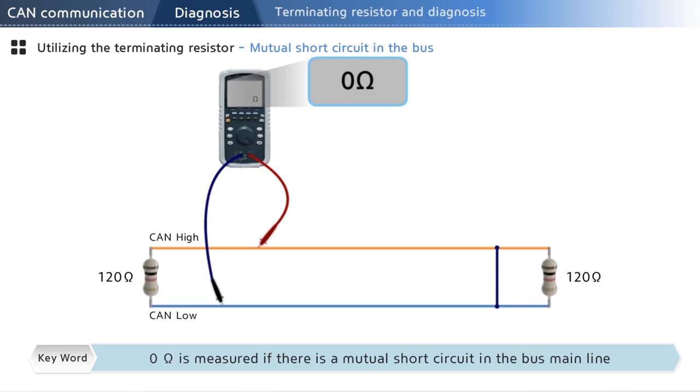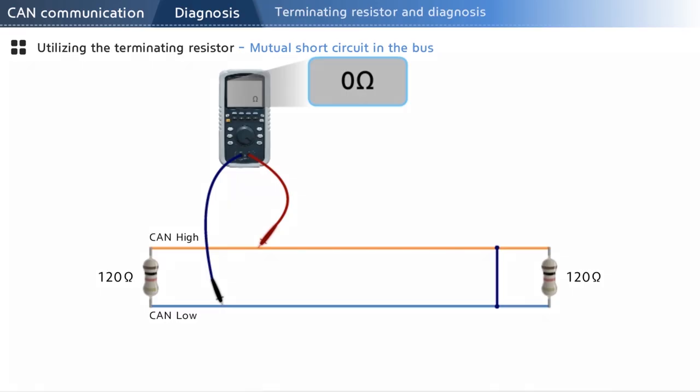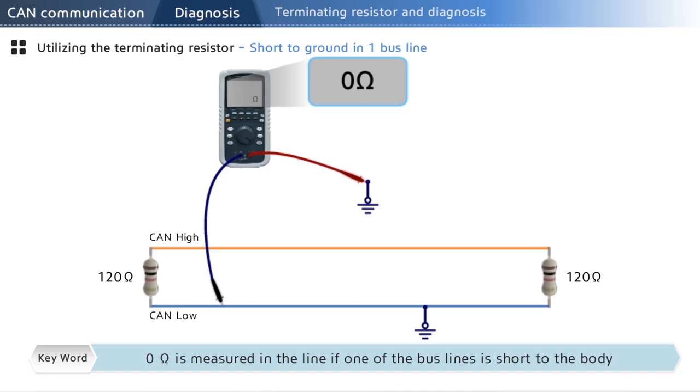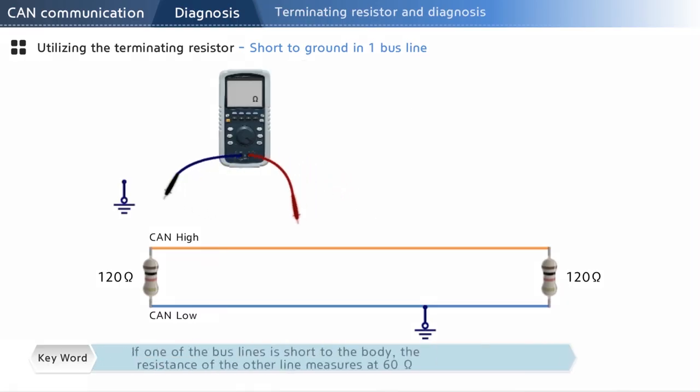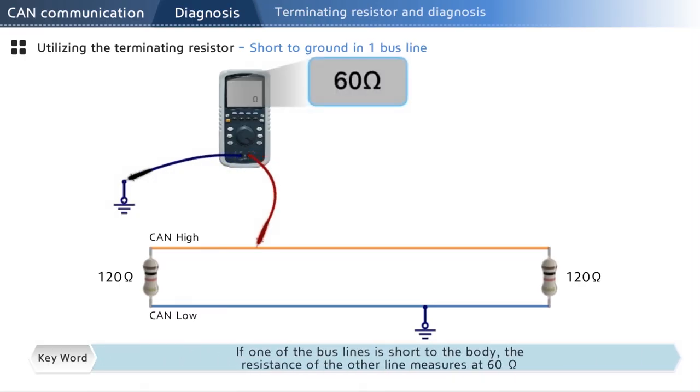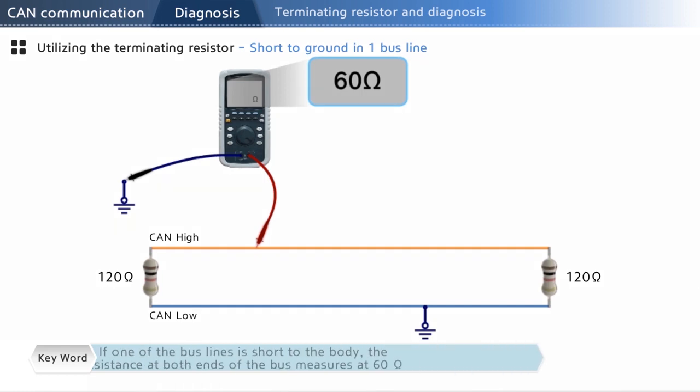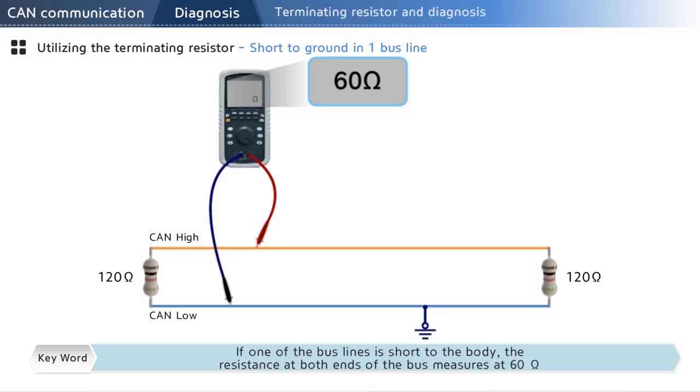Let's discuss the cases of shorted lines. If two lines are shorted, the measured resistance will be 0 ohm. 0 ohm is also measured when one of the lines is shorted to the body. In this case, the main line resistance in the other buses will measure 60 ohm. So, what will be the CAN bus resistance when one line is shorted to the body? That's right, 60 ohm.